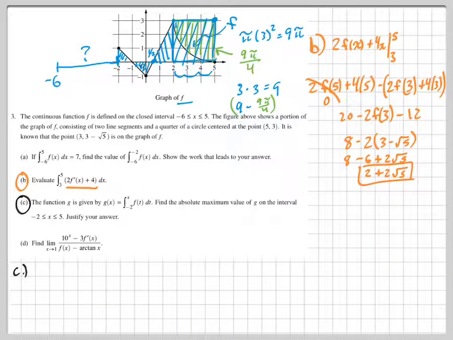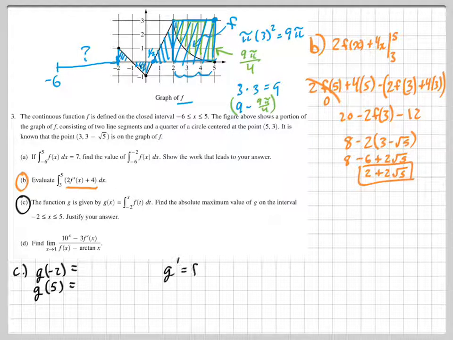Give ourselves some room right here. C says the function g is given by this, from negative 2 to x, and f of t is my integrand. Find the absolute maximum value of g on the interval from negative 2 to 5. Justify your answer. Now, if we're trying to find an absolute max, we're going to need to test the endpoints.